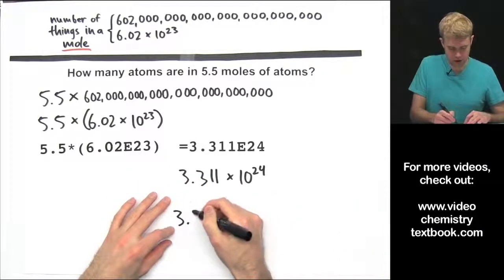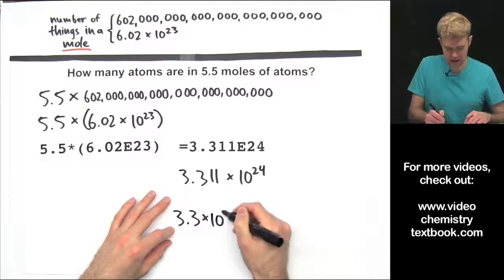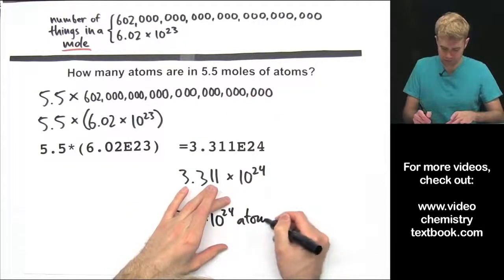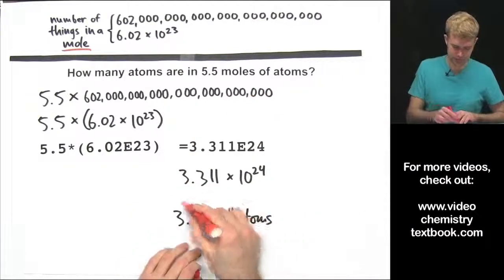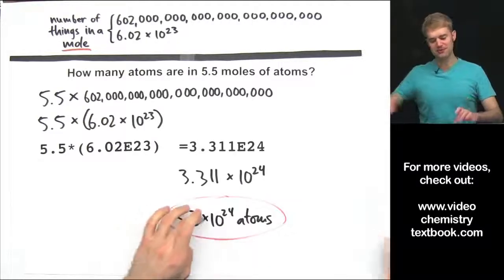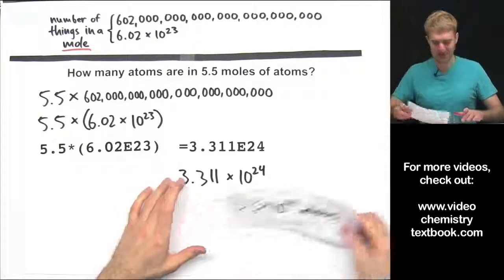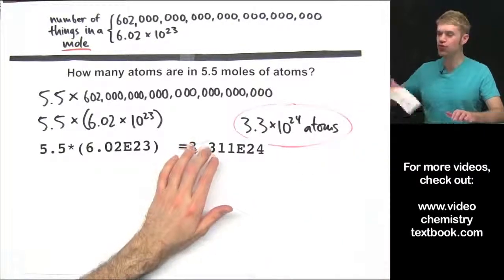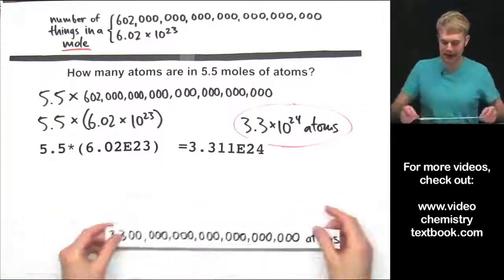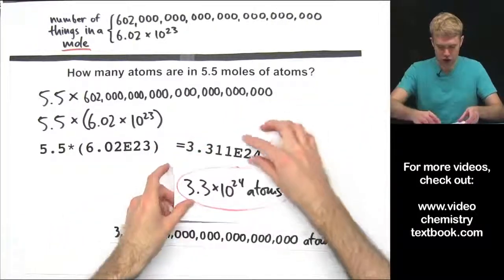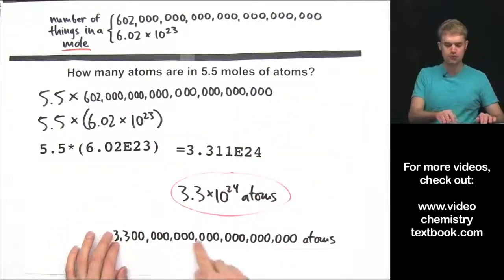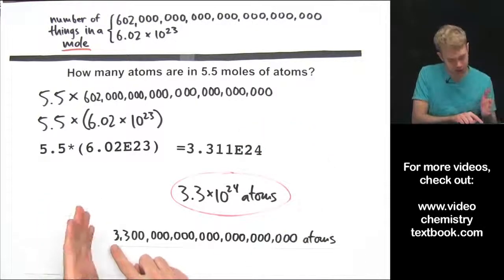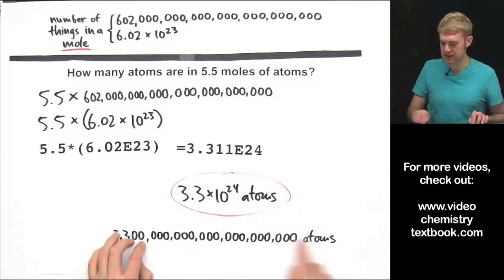We'll do 3.3 times 10 to the 24th, and what we're solving for here is atoms. This is our final answer. Now, so many people see a number like this, 3.3 times 10 to the 24th, and they don't think of it as a real number. So please keep in mind that this number is just a shorthand for this super, super long number with all these zeros. This is 3 heptillion, 300 hexillion atoms.